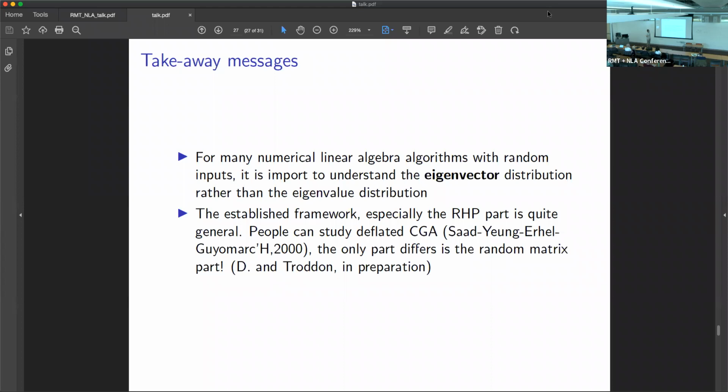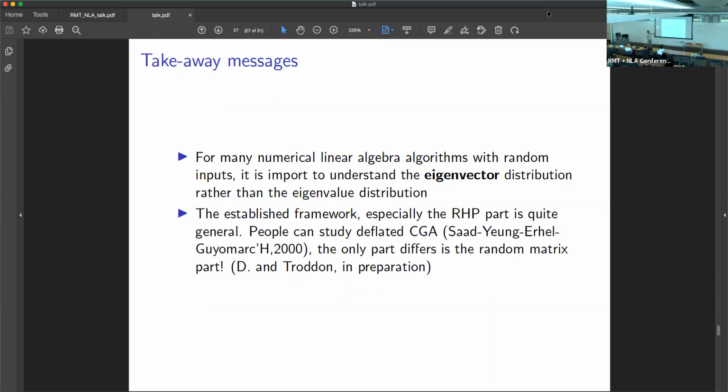The second is that the established framework, especially the IHP part, is very general. Here we study CGA, and of course people care about conditioning, which is deflated CGA. In ongoing work with Tom, we are trying to study one type of this CGA, assuming that some of the eigenvalues are very small. How can you modify it? All the CGA works, and it turns out that the only part that differs is the random matrix part. Then the IHP still works. You have to work on the new random matrix model, derive the local laws, and then you can get the results.